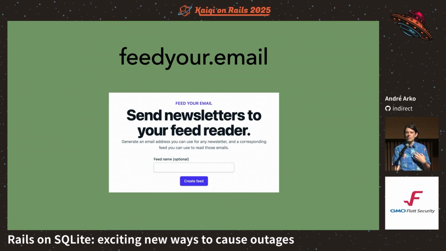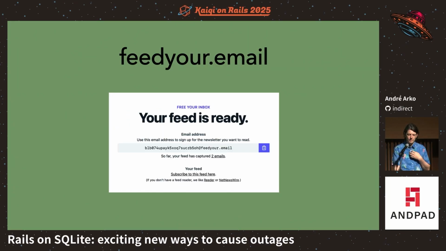Feed Your Email is really only possible for me to run as a service because of SQLite. If I had to maintain 2 or 3 Postgres instances and 2 or 3 Puma instances and 2 or 3 Sidekiq instances, it would have just been too much hassle, it would have been too expensive, I would never have been able to afford it, and I would have given up. SQLite reduced the complexity of building and deploying this service to the point where I was able to do it casually, for fun, and keep it running for both myself and for anyone else who wants to use it, while still feeling like it was worth it, even if I was the only person who was using it.